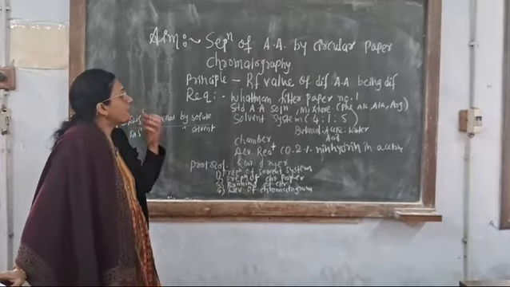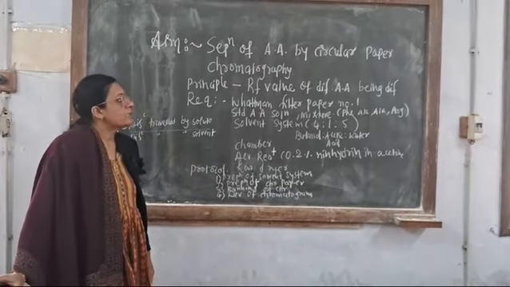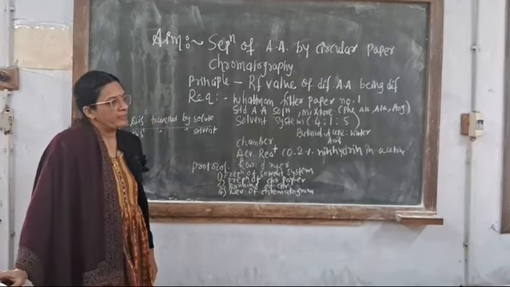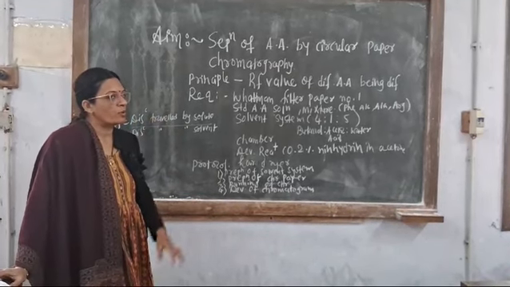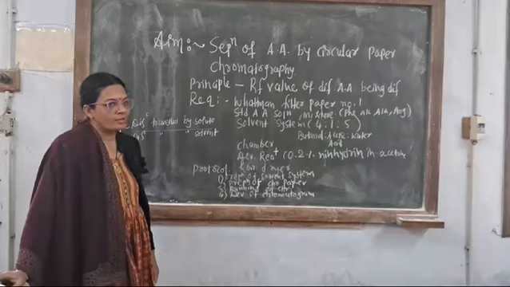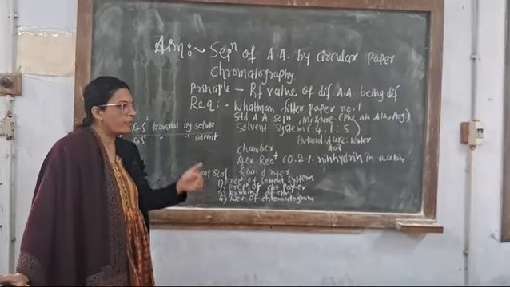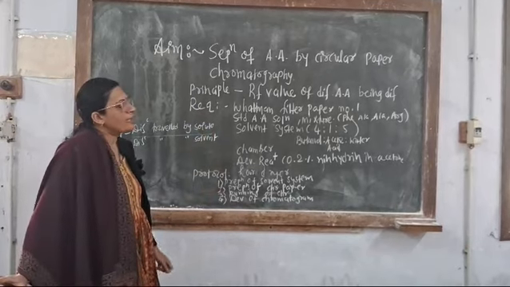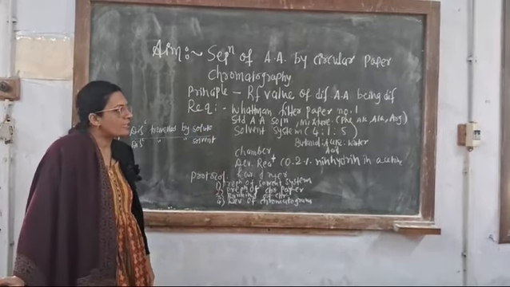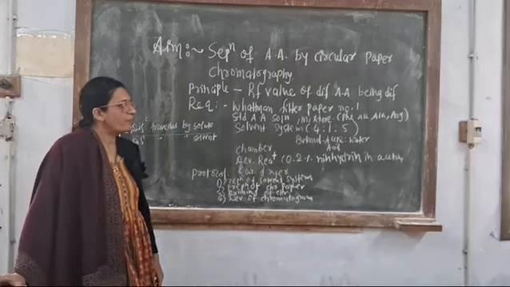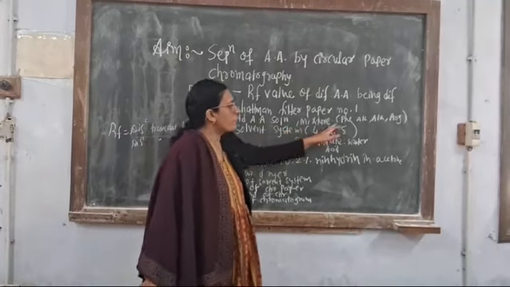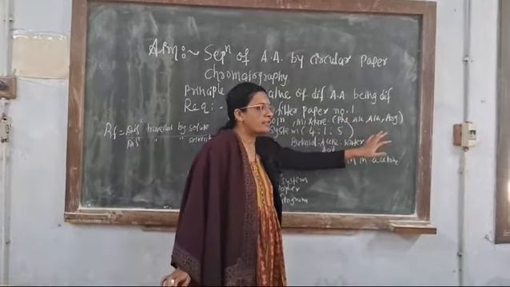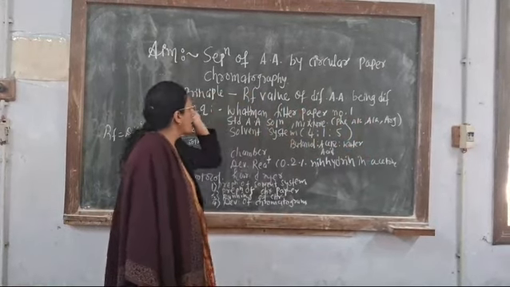So today's practical is separation of amino acids by circular paper chromatography. Okay. You all know about the principle of chromatography. Chromo is color and graphy is measuring. The principle of this is that the RF value of different amino acids is different. For example, the RF value is different for phenylalanine, alanine, arginine and whatever the other amino acids.